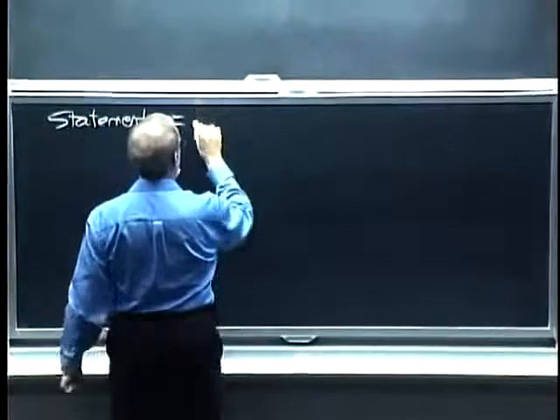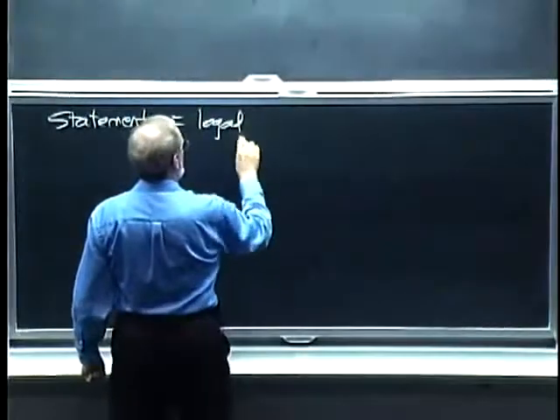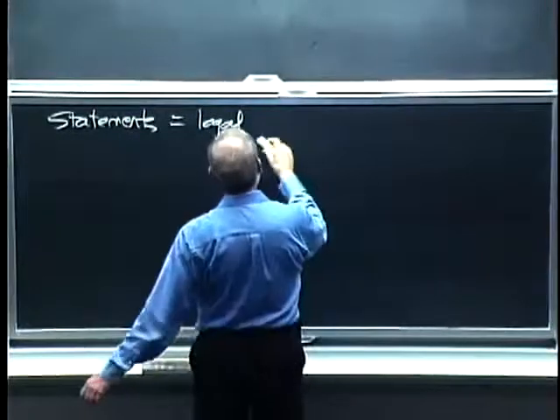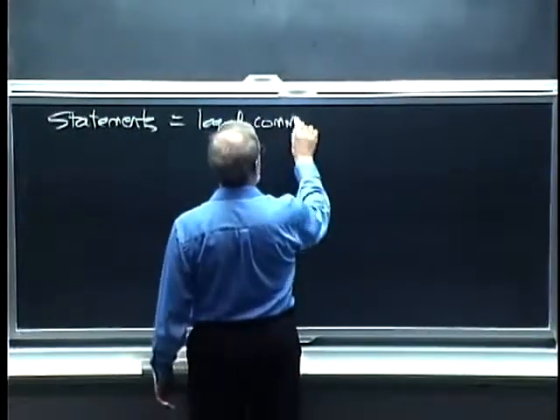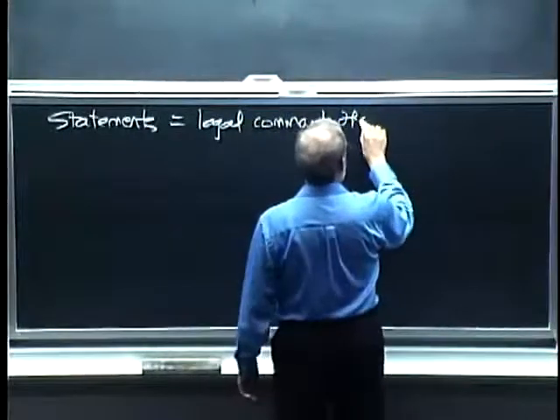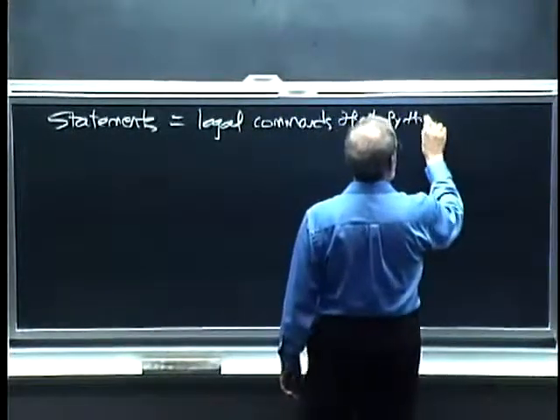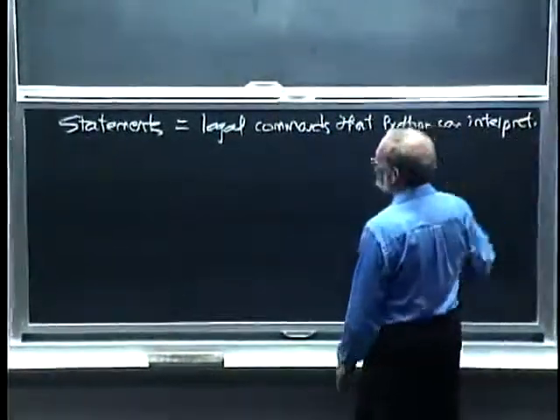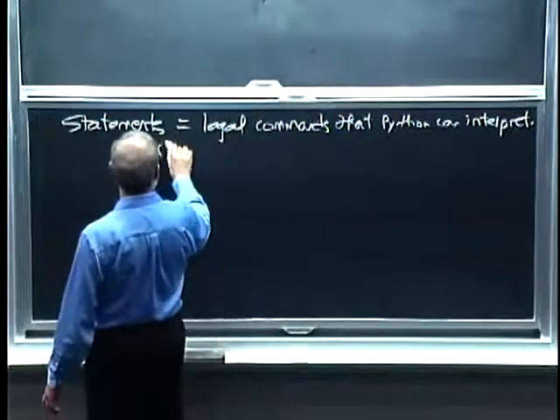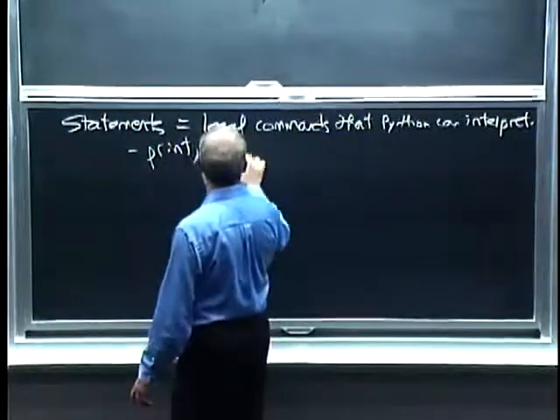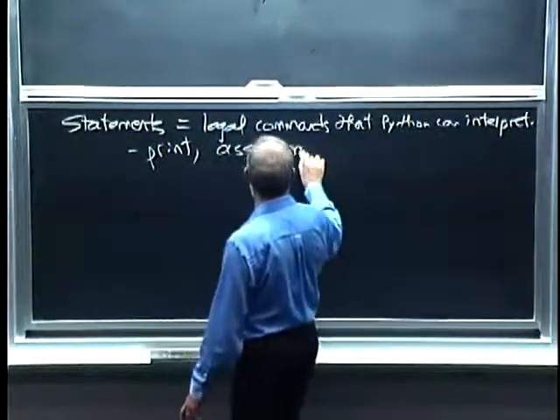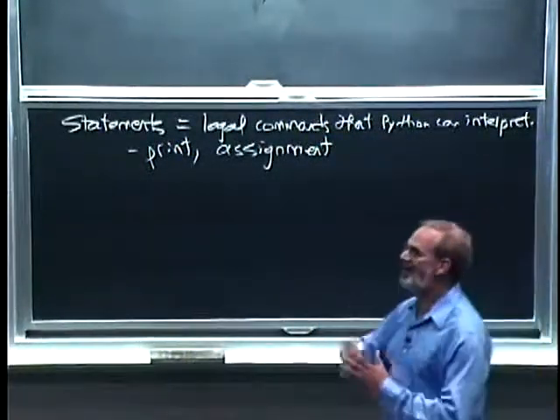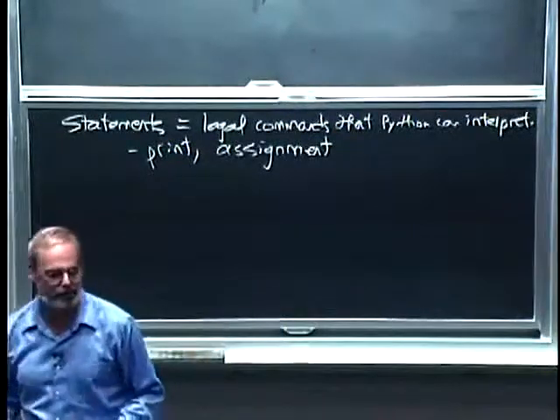Statements are basically, if you want to think about it, legal, and I was about to use the word expression, except I've misused that elsewhere. So legal commands that Python can interpret. And you've already seen a couple of them. Print, assignment. Certainly two obvious statements. They're commands to do something. Assignment is binding a name to a value. Print is saying put it back out on the screen.